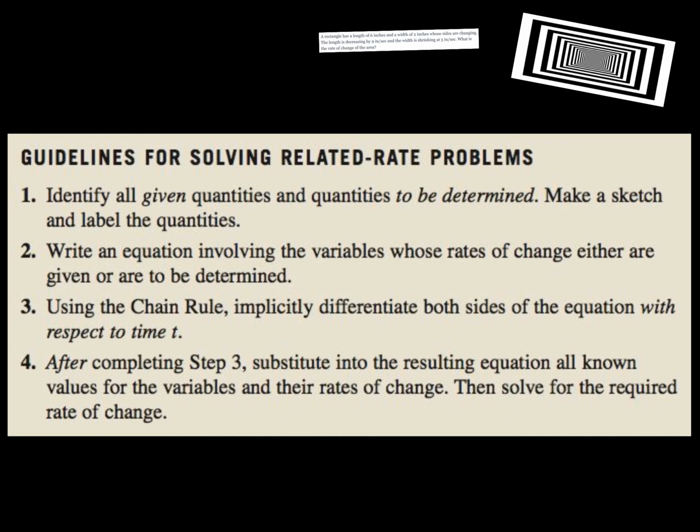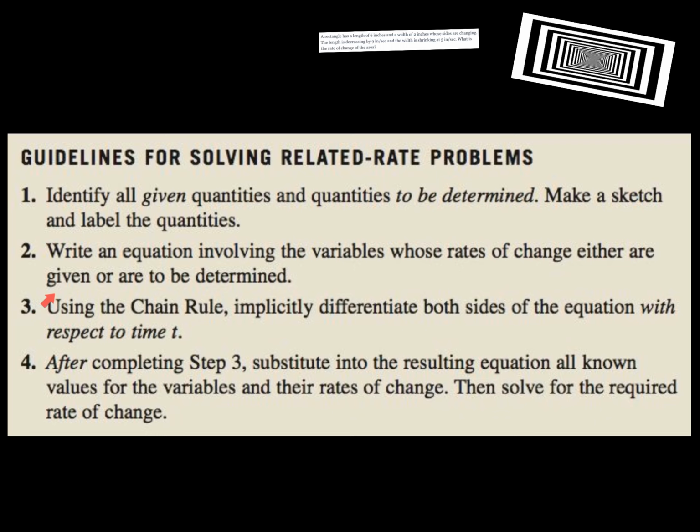All right, so number 2 says write an equation involving the variables whose rates of change are either given or are to be determined. So like we said before, if you need to find the change in the area of a circle, well then you start with the area of a circle. Okay, if you need to find the change in the radius of a circle, well the r is in there as well. You can use that formula so long as they're giving you some information about the area.